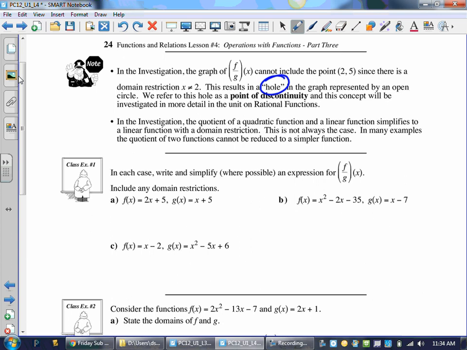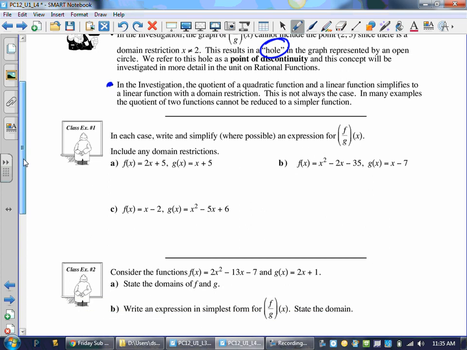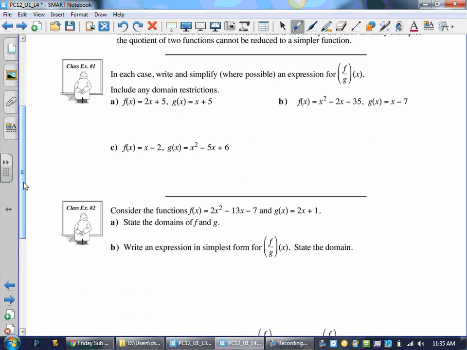Okay. It says in the investigation, bullet point number 2 here, the quotient of a quadratic function and a linear function simplifies to a linear function with a domain restriction. This is not always the case. In many examples, the quotient of two functions cannot be reduced to a simpler function. So it doesn't always happen, it just happened to happen in that case. So in each case, write and simplify where possible an expression for f divided by g of x. Make sure we include any domain restrictions.